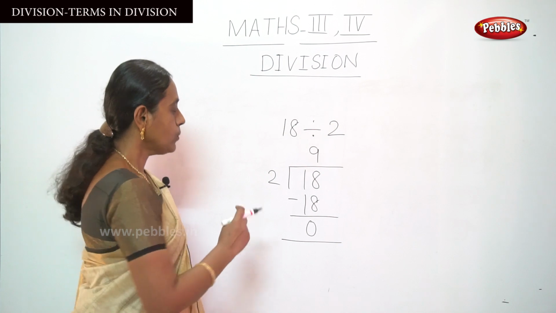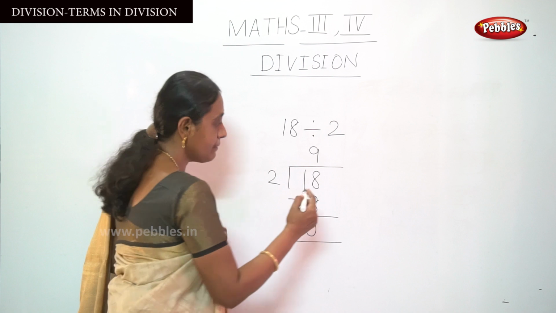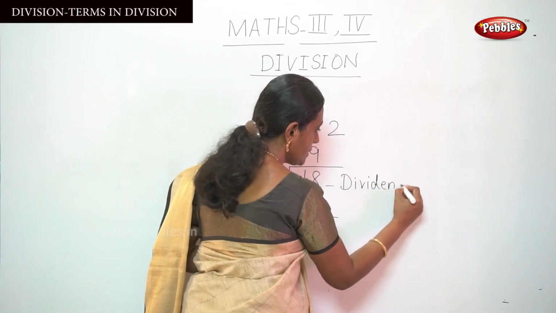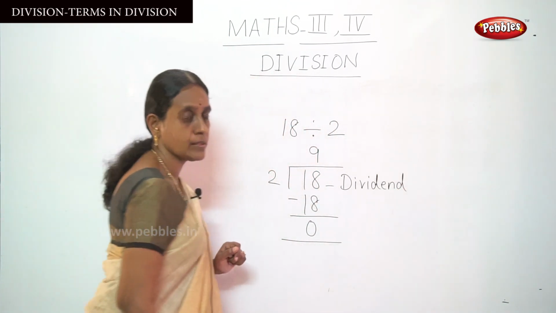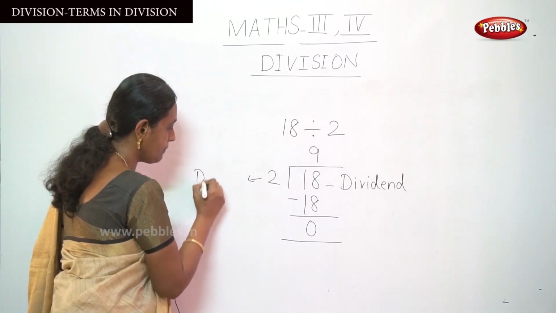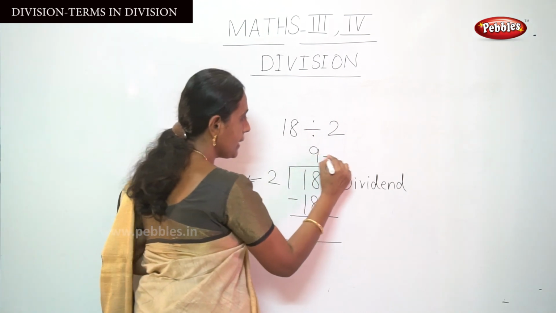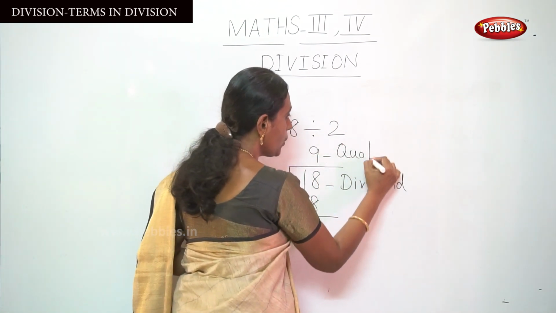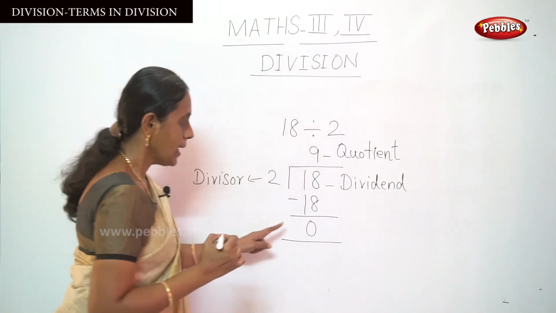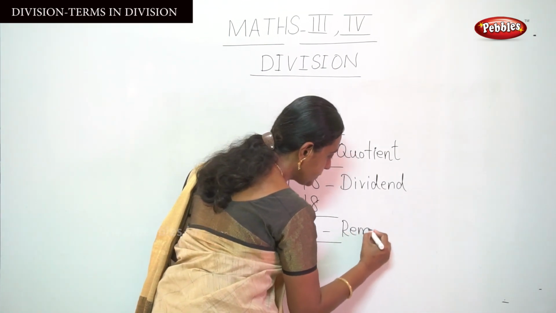Now, what is each called? 18 is called the dividend. These are the terms. Dividend. And 2 is the divisor. And 9 is called the quotient. This is the quotient, and 0 will be called the remainder.